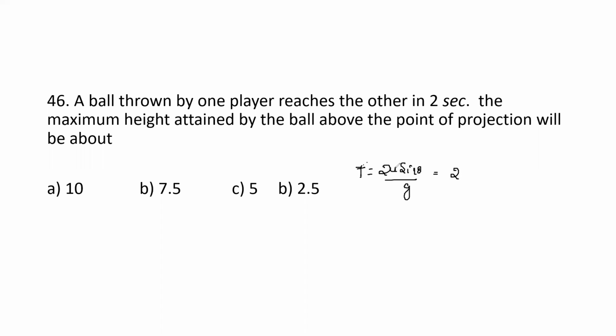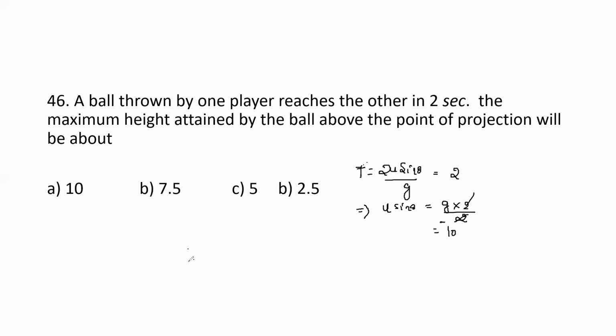Then next, if I simplify this, g is 10. If I transfer this, 2u sine theta divided by g, therefore I can write it as u sine theta is equal to g into 2 divided by 2. The 2 will get cancelled, so the g value is 10. U sine theta is equal to 10.